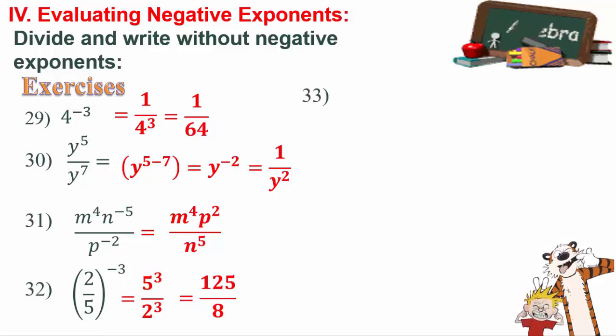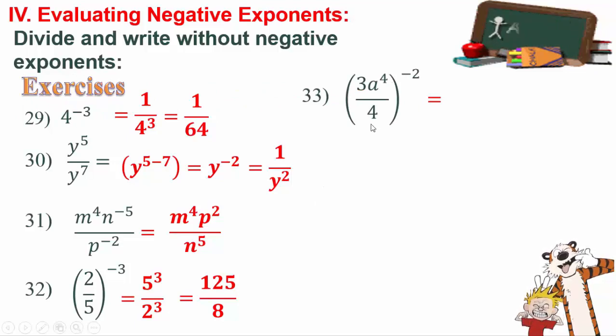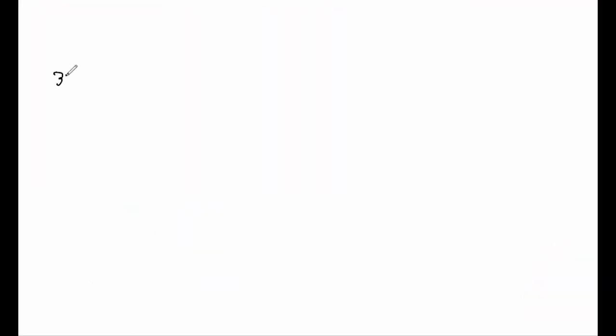For number 33, we have 3a to the fourth over 4, and this whole thing is put to the negative 2 power. So let me work that out on the whiteboard to show you how this could be done. We're given 3a to the fourth power divided by 4. And this whole thing is to the negative 2 power.